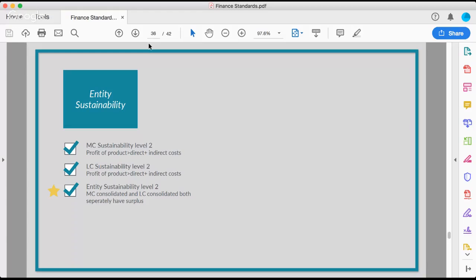So if you would take all the exchange products together, the revenue that you're getting from there should not just be able to cover for its direct costs, which can be promotional costs or accommodation costs or whatever. They should also be able to cover for your indirect costs. I shortly explained this in the last video as well, but your products need to cover both. And then the entity sustainability means that MC and LC both altogether have run in a profit.